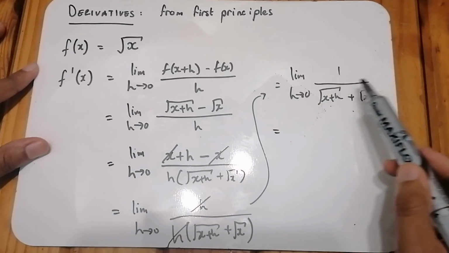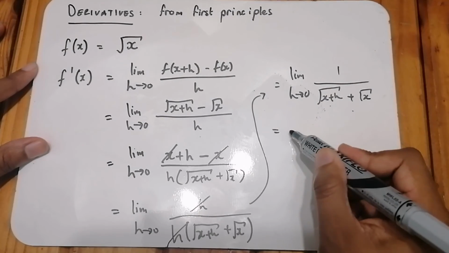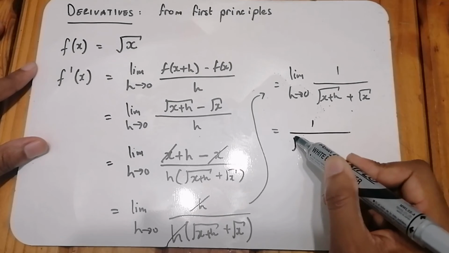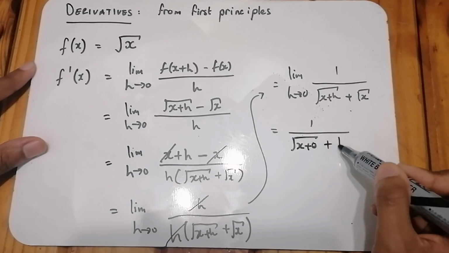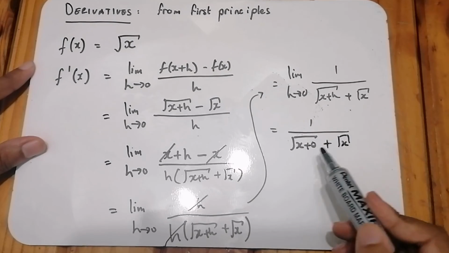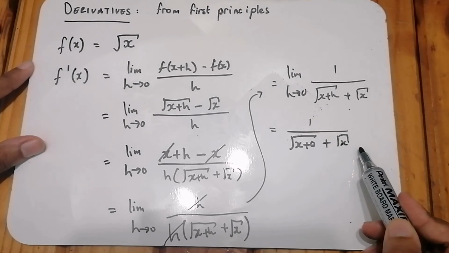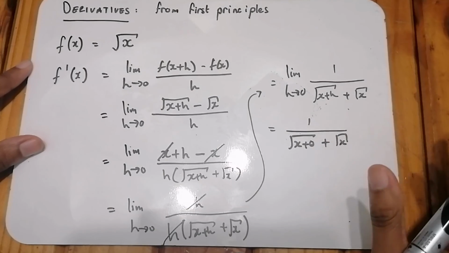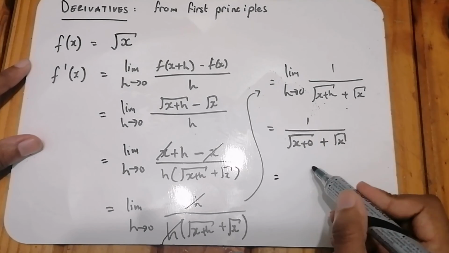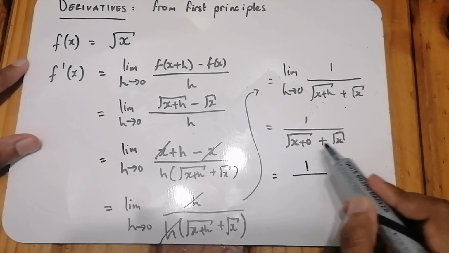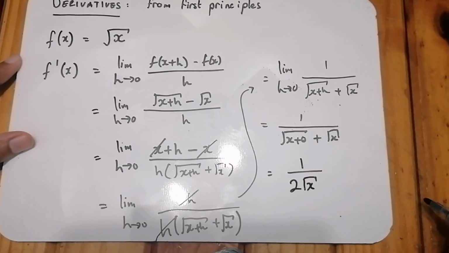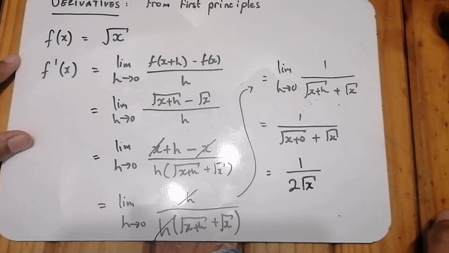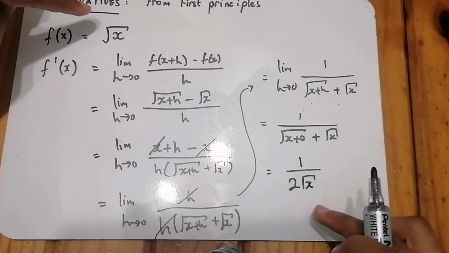So now I want to substitute h with 0. If I do that, this is the square root of (x + 0) plus the square root of x. So both of these are just square root of x and square root of x, because 0 doesn't do anything. And so I just have 1 over square root of x plus square root of x, which is 2 square root of x. And this is the answer for the derivative of that.